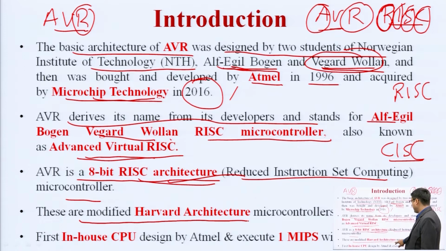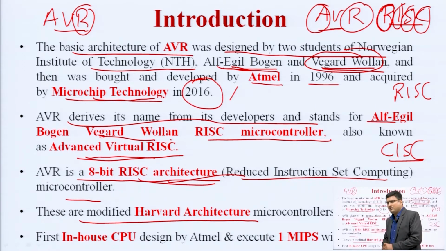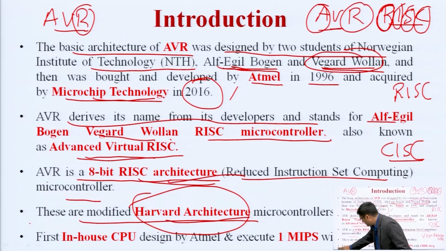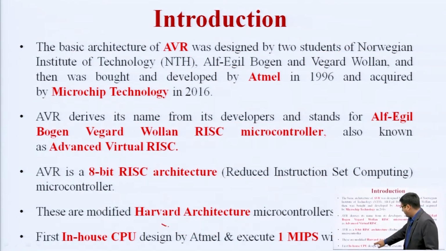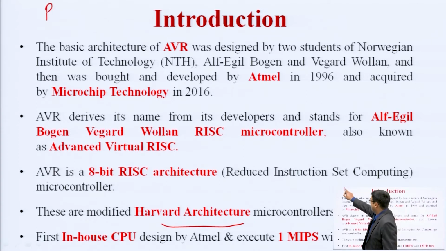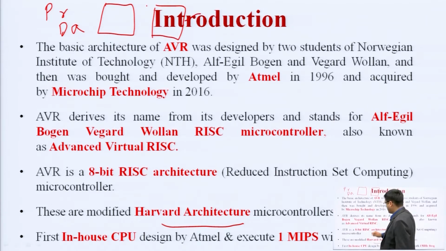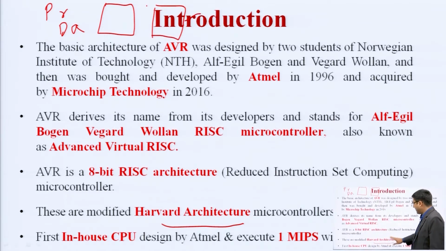These are modified Harvard architecture. Actually, there are two types of architecture in our processors: one is the von Neumann, and the other is the Harvard architecture. The AVR microcontroller follows the Harvard architecture. Harvard architecture means that there are two types of memory, program memory and data memory, and both are allocated to different memory locations. So, there are different memory locations for both the program and the data memory, and the execution can be faster. This is a modified Harvard architecture.